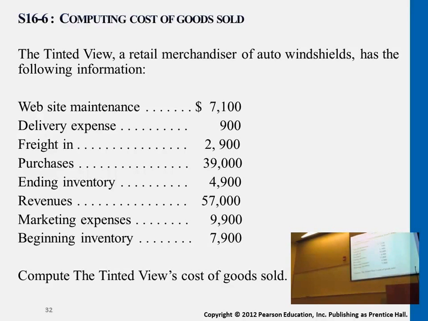Is it 44,900? Sounds hard. Just to me. How did you get it? I used the formula. So 7,900 plus 39,000 plus 2,900. My charges, purchases, beginning inventory, and minus 4,000, minus ending inventory, 2,900, right?